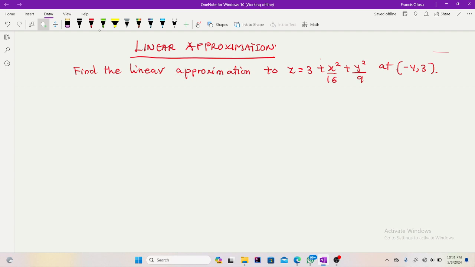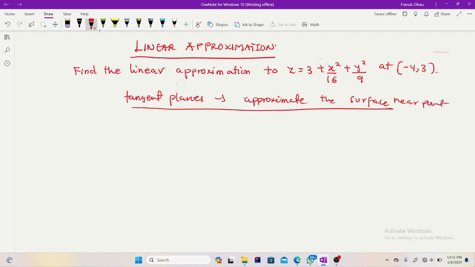So we know that tangent planes tend to approximate the surface near a point. So if you want to find the tangent plane at any particular point, it means that you are trying to find the surface around that particular point. So through tangent planes, we can find the linear approximation of a function at that particular point, right? That is, we can approximate this functional value at this point. That is the concept of linear approximation.